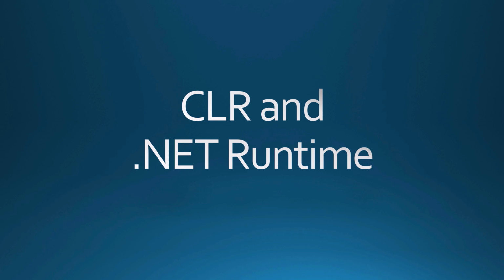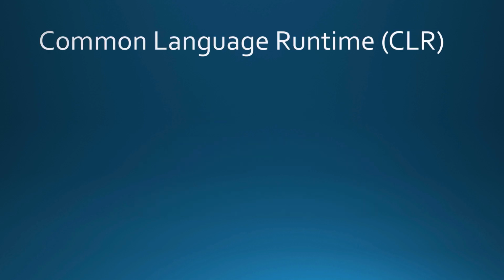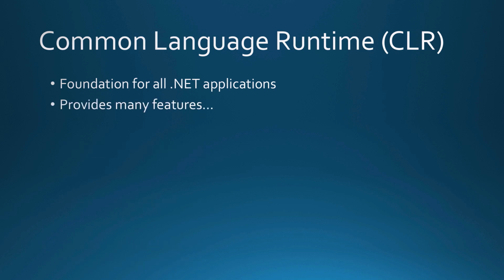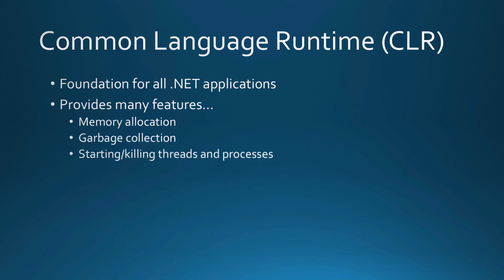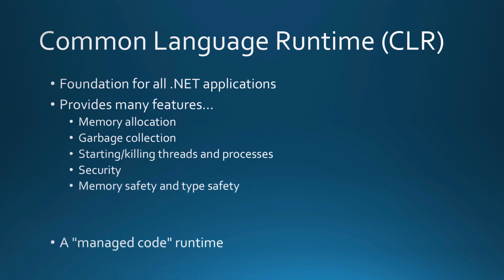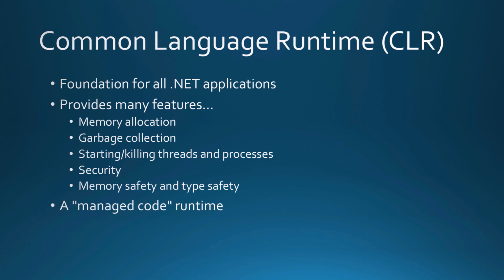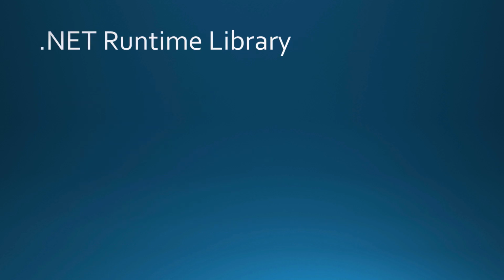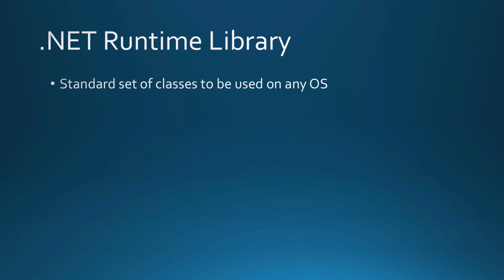Let's now take a look at the CLR and the .NET Runtime. So the Common Language Runtime, the CLR, is the foundation for all .NET applications regardless of what language you use, and it provides many features that you would otherwise have to build, and that includes memory allocation, garbage collection, starting, killing threads and processes, security, memory safety, and type safety. So this is what's called a managed code runtime, which means it manages all these features so you don't have to.